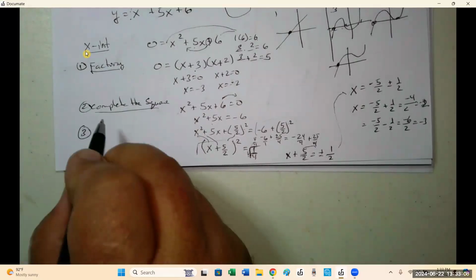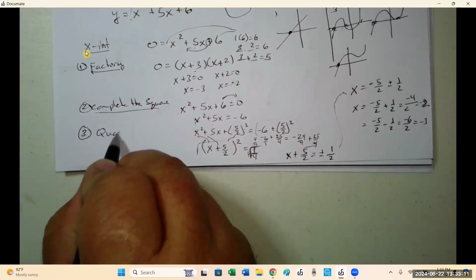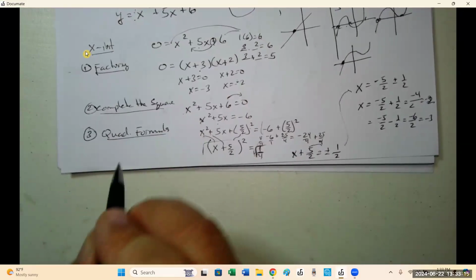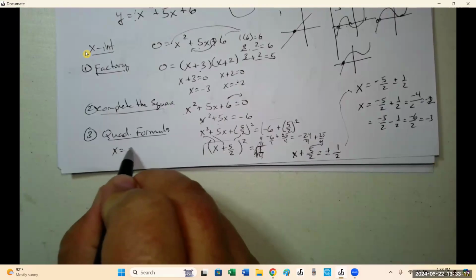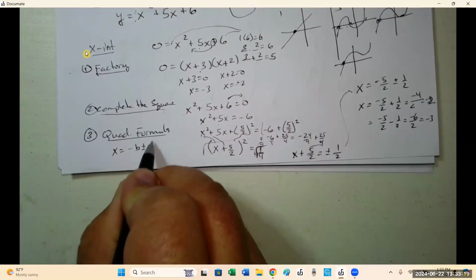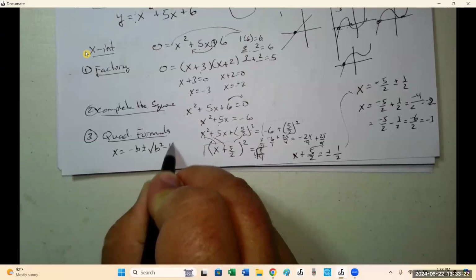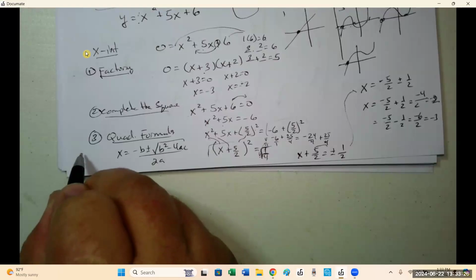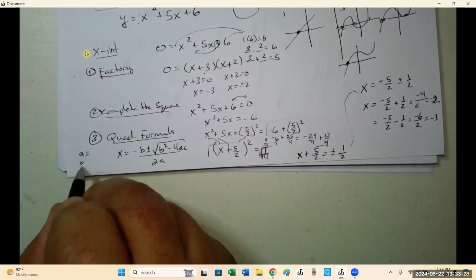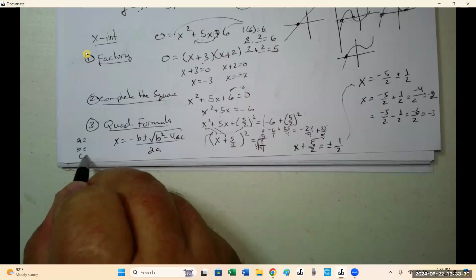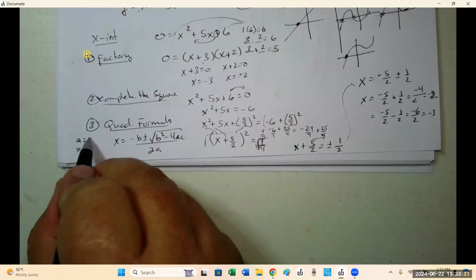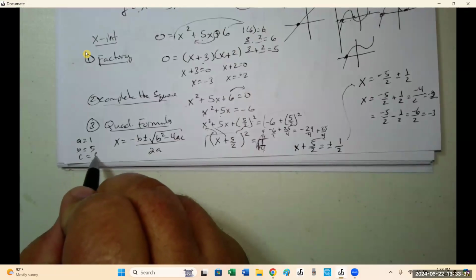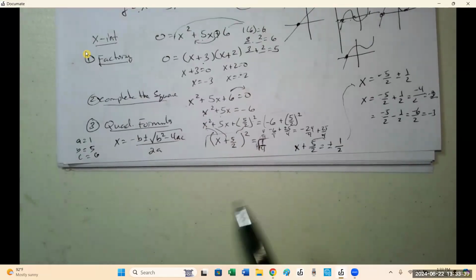Or we can do the quadratic formula, which was this formula: -b plus or minus the square root of b squared minus 4ac, over 2a. Label a, b, and c. a is 1, b is 5, and c is 6. And plug them in there. We get the same thing.